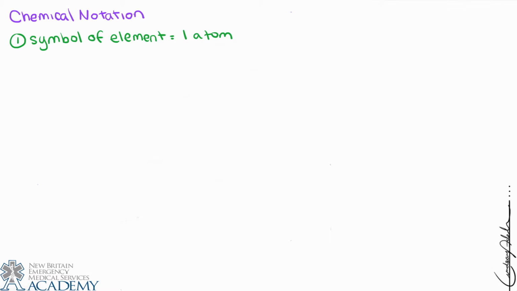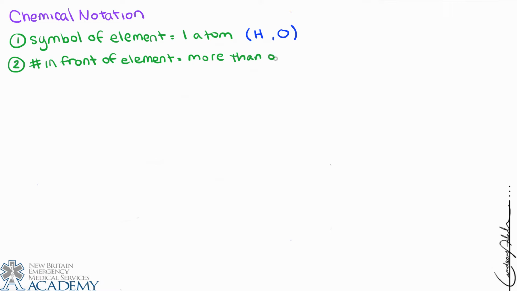So if we simply write the symbol of an element, that means that we're representing one atom of that particular element. For example, if we write an H, we mean to say one atom of hydrogen, or if we write an O, we mean to say one atom of oxygen. Second, when we write a number in front of the element, that means that we are representing more than one atom. So if we write 2H, that means 2 atoms of hydrogen, or 3O, that means 3 atoms of oxygen.